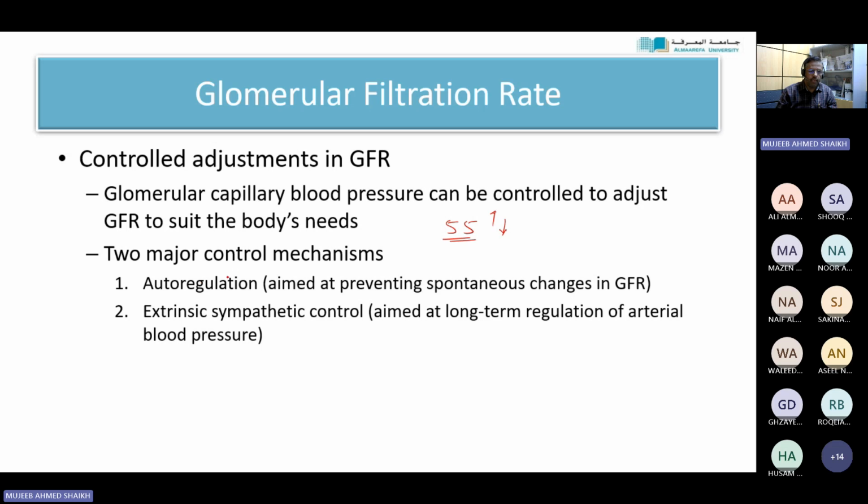There are two mechanisms. One is autoregulation. Within the kidney, there are some methods which regulate the capillary hydrostatic pressure, and that ultimately regulates the GFR. Another mechanism is the extrinsic mechanism. When the nerves are supplying the arterioles, that is called sympathetic control. This is also regulating the GFR. So two mechanisms. One is within the kidney, that is autoregulation. The second one comes from outside, that is the sympathetic control.